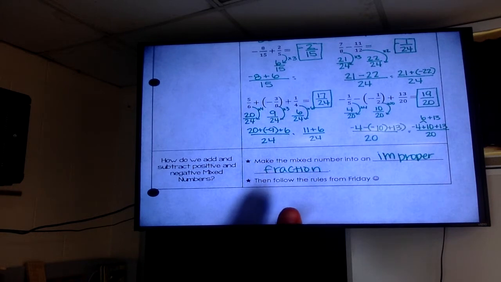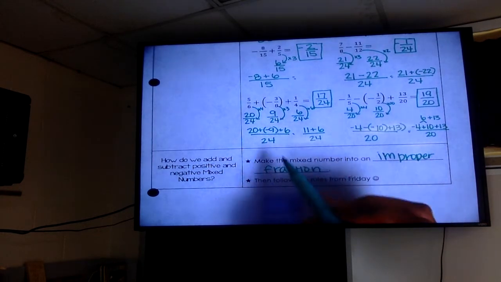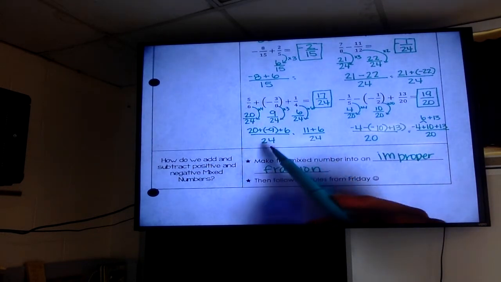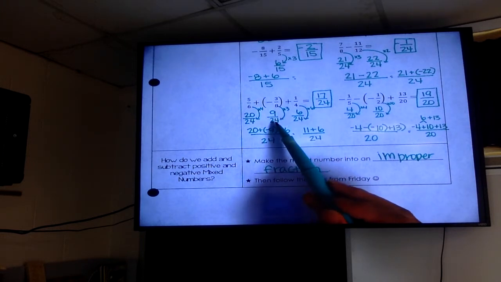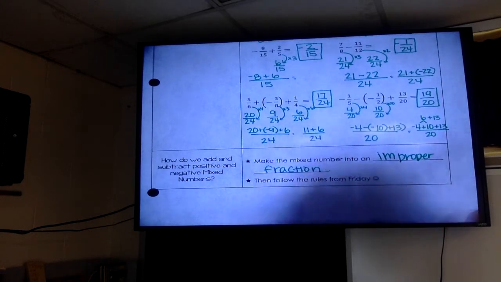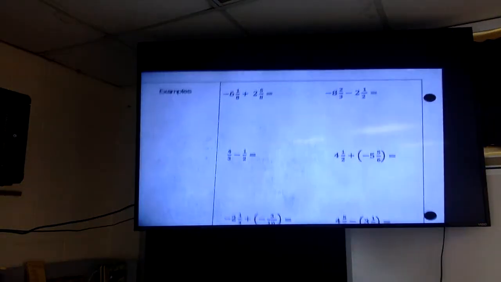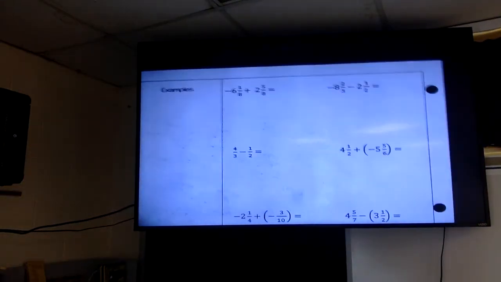So the rules that we did yesterday, remember, where we made sure there was a common denominator, we rewrote the fraction as needed, and then we moved everything to the top and solved. On the back, there's just a bunch of practice problems that we're going to try to do together.